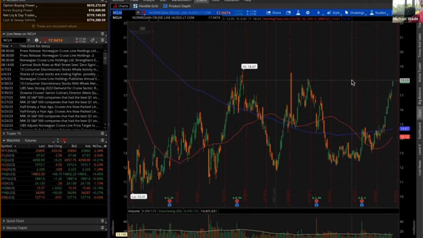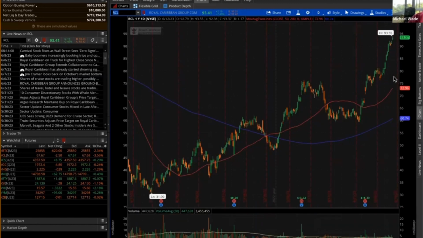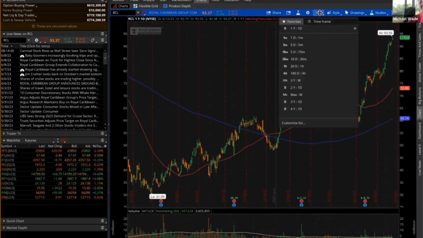Norwegian's not as good. Why? 18 resistance. Resistance, and we're about to hit it. I wouldn't use Carnival. I would use RCL. I want to see if that's an annual high. Let's take a quick look here.